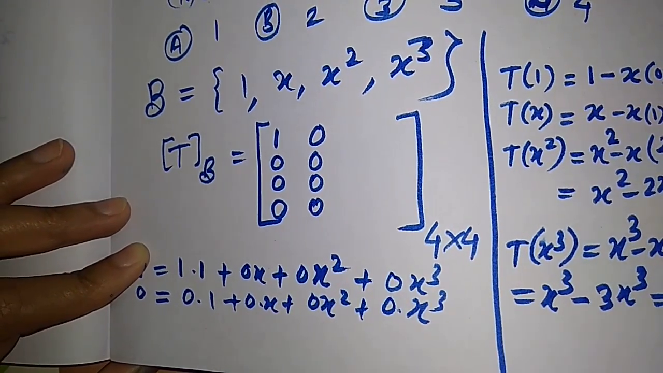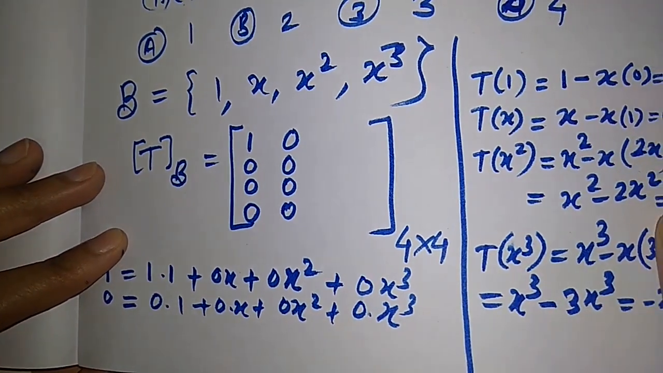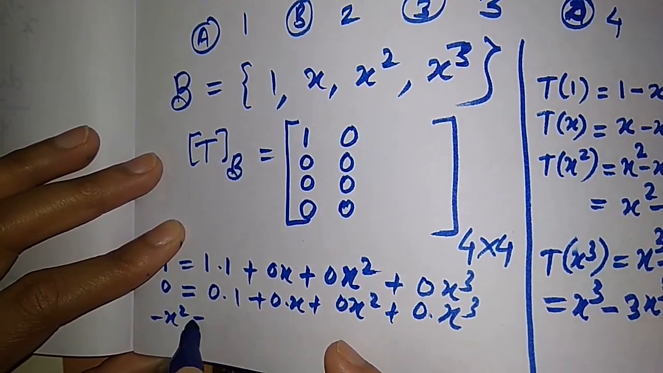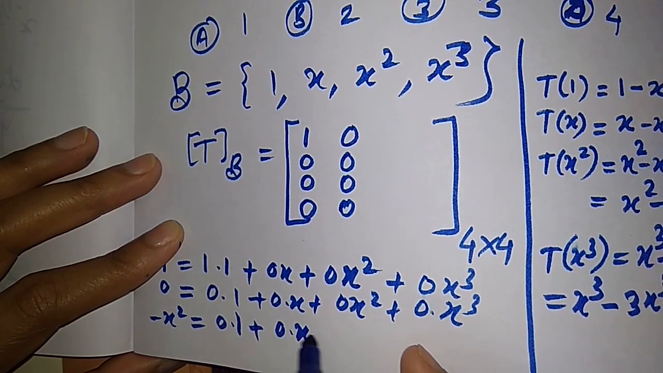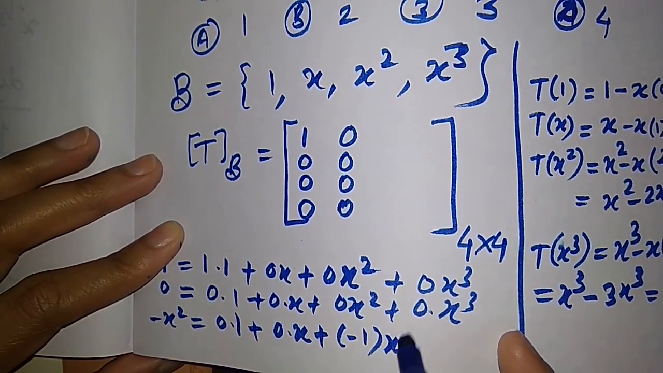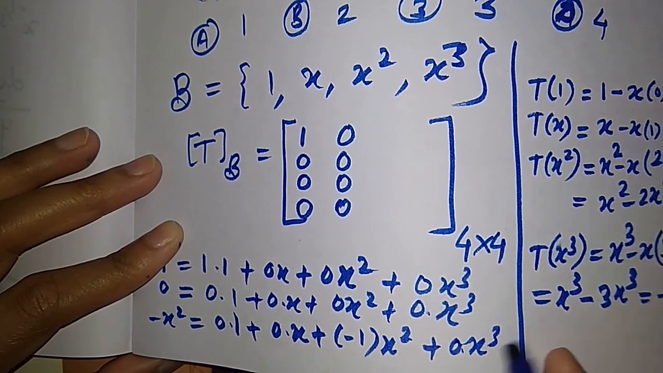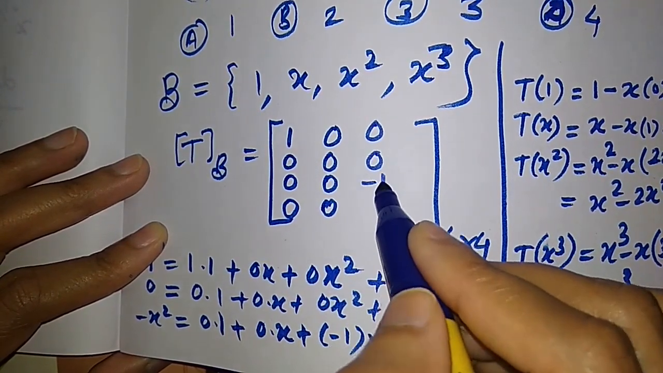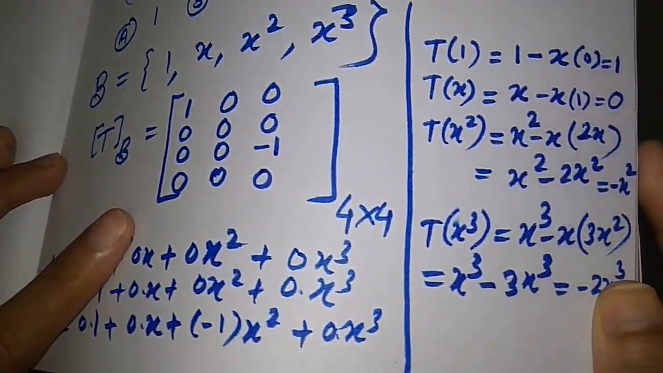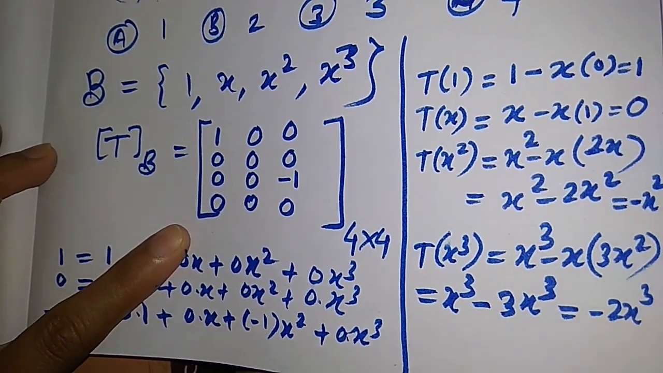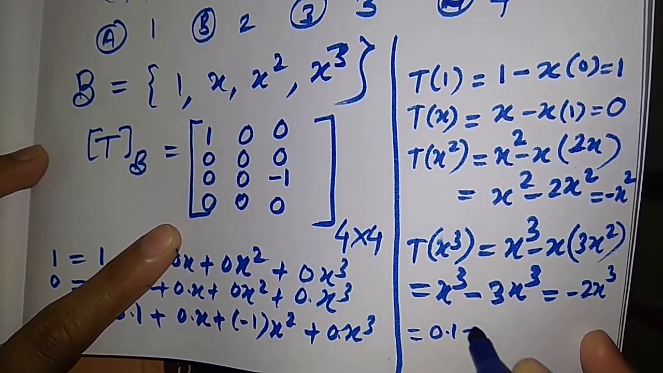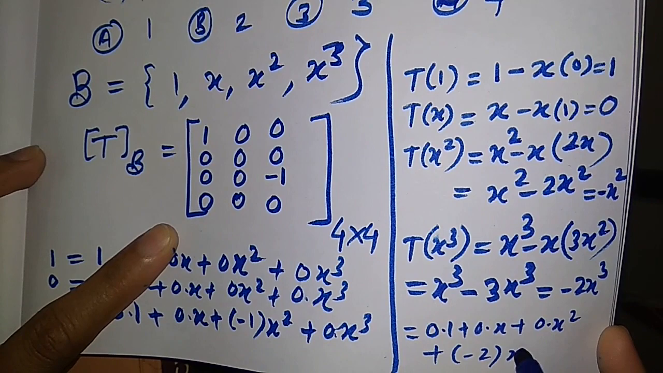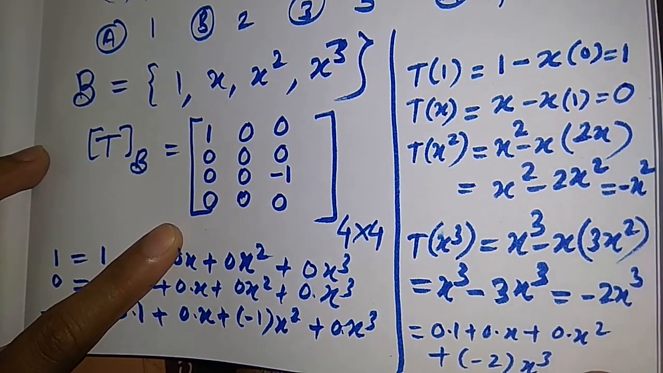So the third will be T of x square, which is just minus x square. So write minus x square as a linear combination of basis elements, which is equal to 0 into 1 plus 0 into x plus minus 1 into x square plus 0 into x cube. So the coefficients are 0, 0, minus 1 and 0. Now last is T of x cube, which is minus 2x cube. You can write this as 0 into 1 plus 0 into x plus 0 into x square plus minus 2 into x cube. So the coefficients are 0, 0, 0 and minus 2.